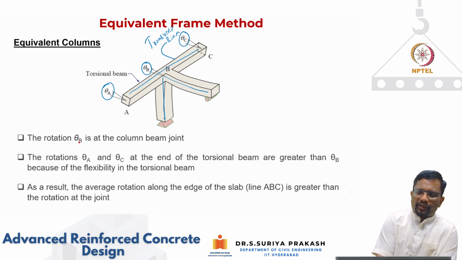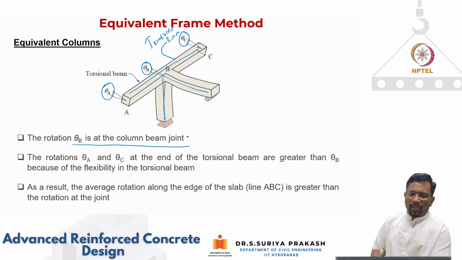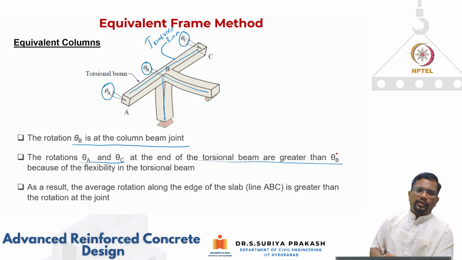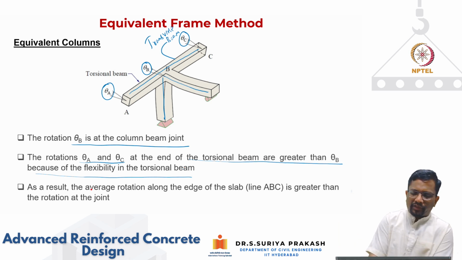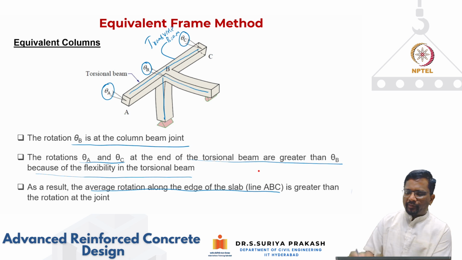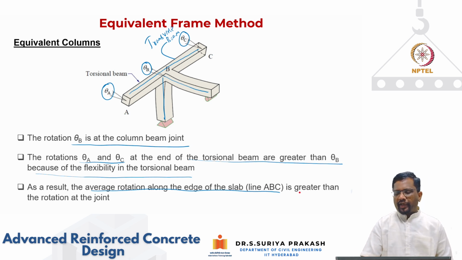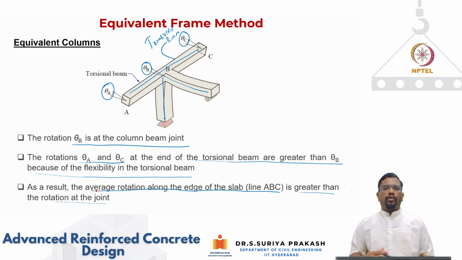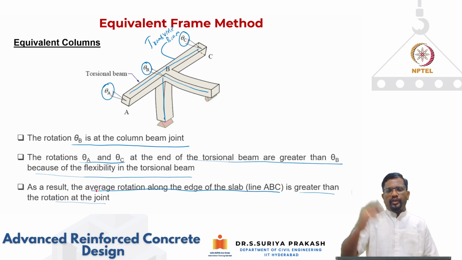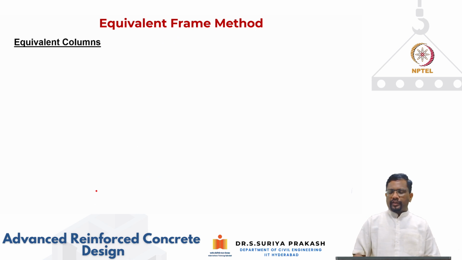So the rotation theta B is at the column-beam joint. The rotations theta A and theta C at the ends of the torsional beam are greater than theta B because it is more flexible. As a result, when I calculate the stiffness of the torsional beam, I have to calculate the average rotation along the edge of the slab, that is line ABC, and that is going to be greater than what I get at the joint rotation. Somehow I have to account for this flexibility of the torsional beam as we move along the transverse direction. Now let us see how we do that.